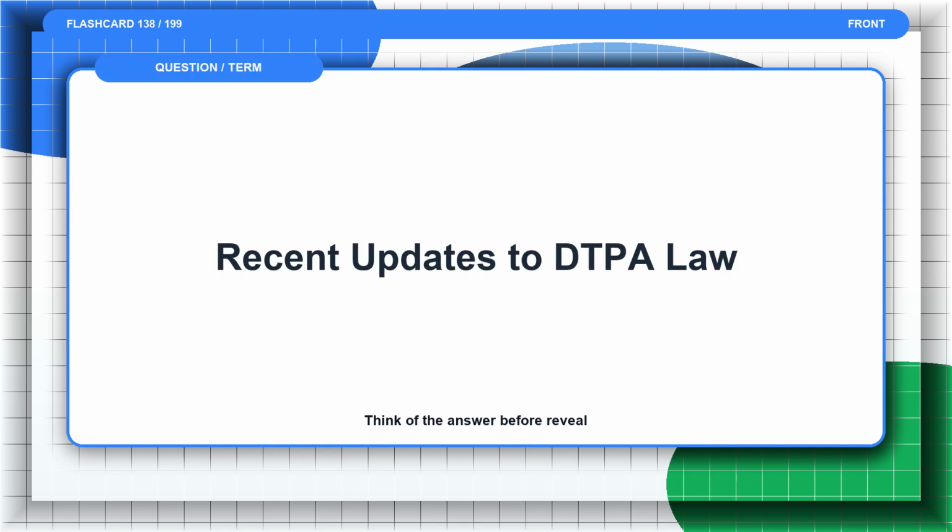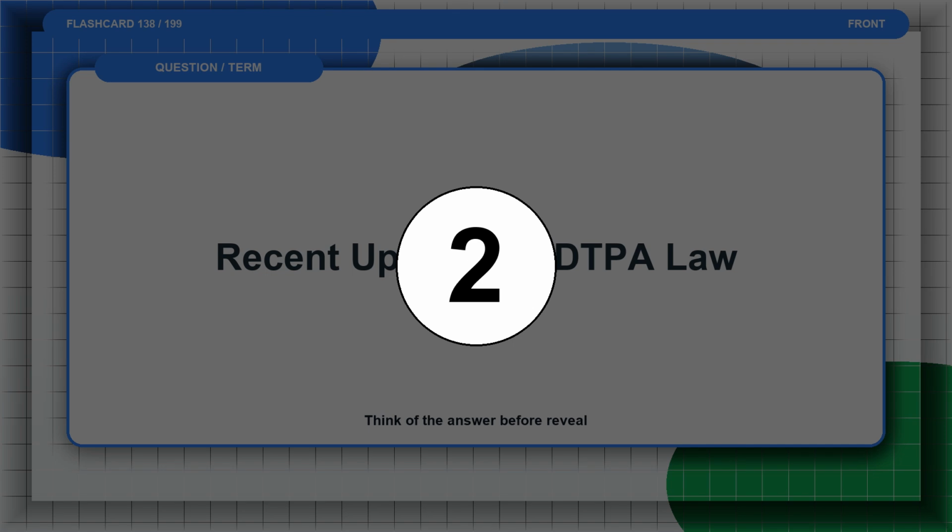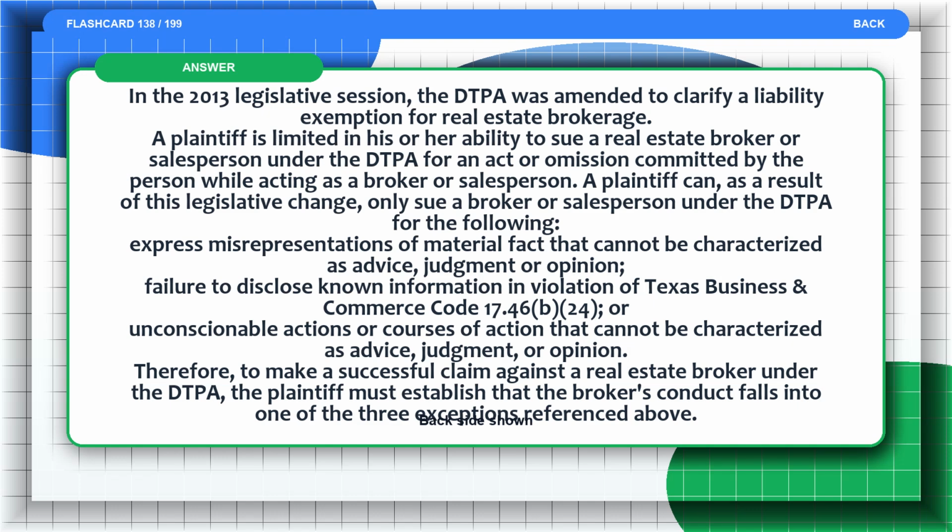Flashcard 138. Recent updates to DTPA law. Pause and think of the answer before the reveal. The answer is, in the 2013 legislative session, the DTPA was amended to clarify a liability exemption for real estate brokerage. A plaintiff is limited in his or her ability to sue a real estate broker or salesperson under the DTPA for an act or omission committed by the person while acting as a broker or salesperson.